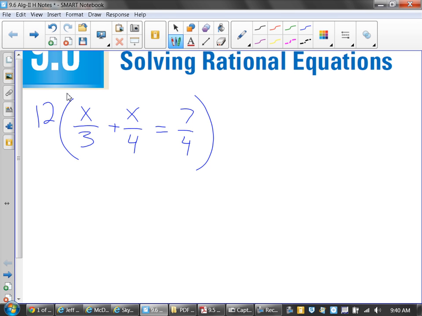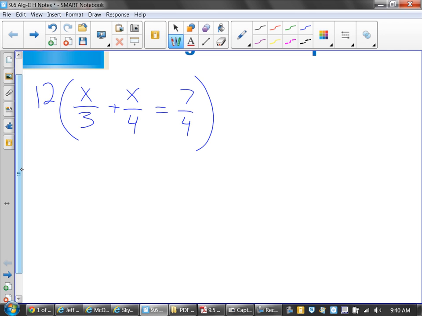I'm going to do this the long form first to show you guys a couple of times what is occurring as you're doing this. As you're distributing out the 12 to each term, you get 12x over 3 plus 12x over 4 equals 12 times 7 divided by 4. Does everybody agree with me on that? Yeah. All I have done there was distribute the 12 to each individual term.